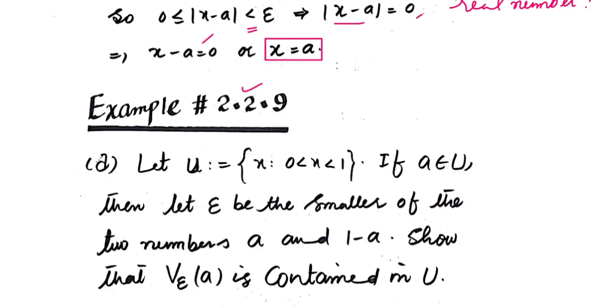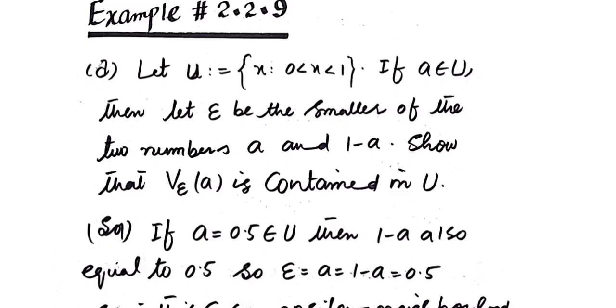Next we discuss example 2.2.9. We can prove this example by using two different ways. The first method is, in the first method, what is the statement of this example? This example says if we have a set U which consists of the open interval 0 to 1, that is, our U is a set that consists of the open interval 0 to 1.